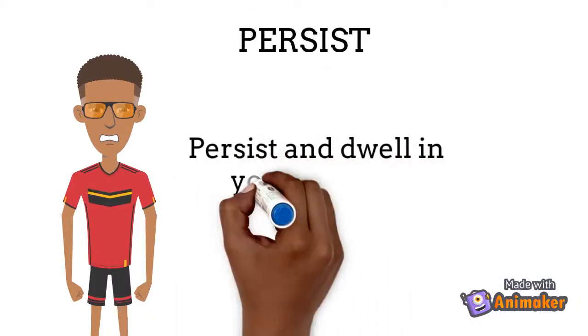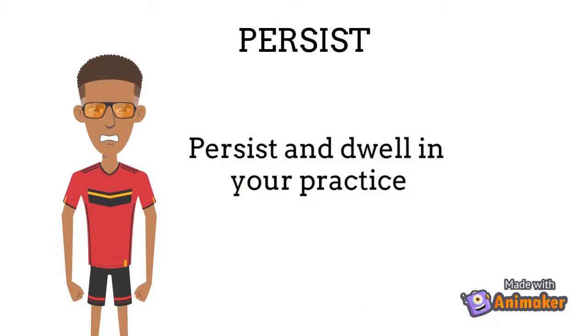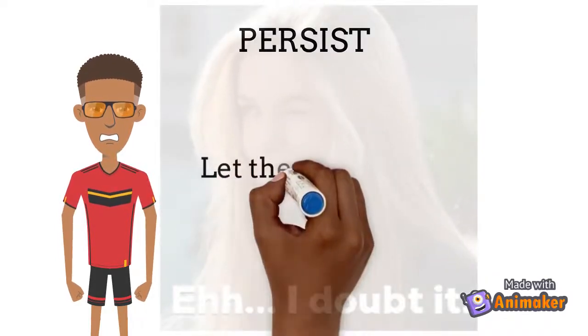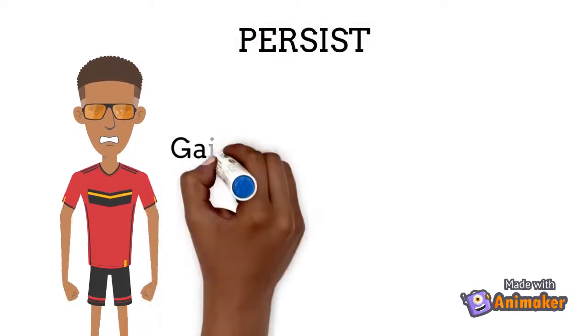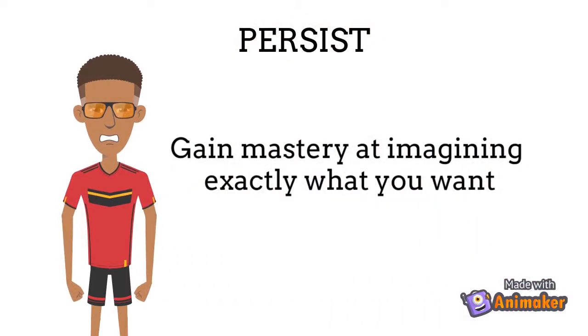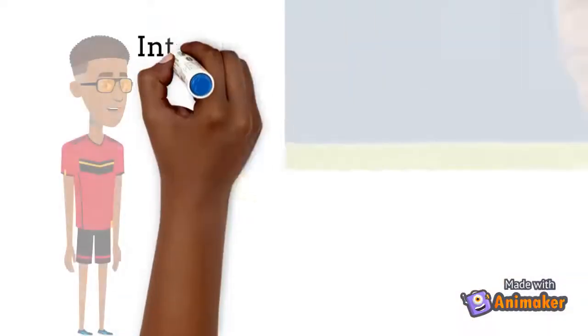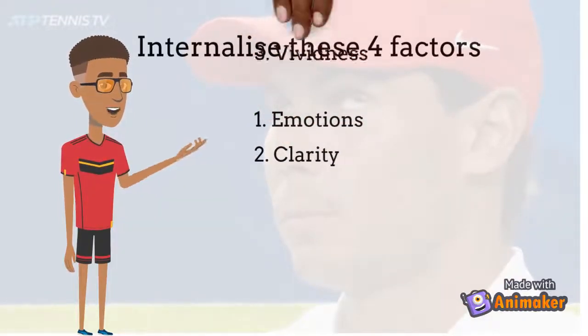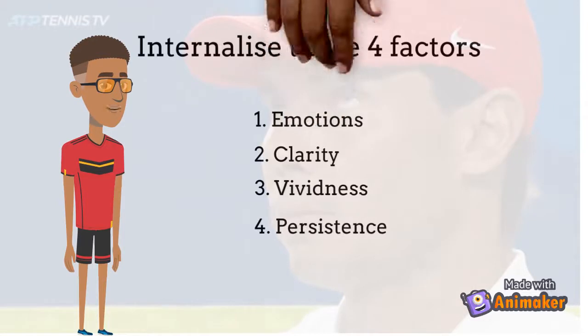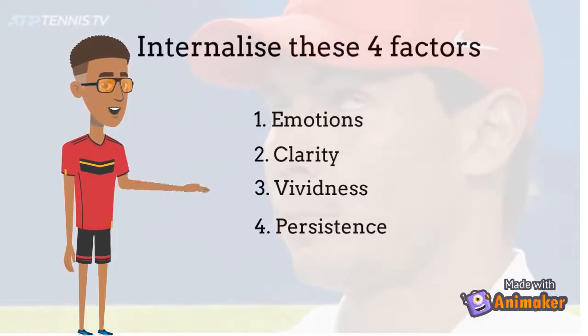Persist, and dwell, in your practice of visualizing the success you are going to embrace, even though reasoning and your senses may indicate otherwise. Let the doubts come and go, and avoid dwelling in those negative thoughts. The key is to repeat over and over again, till you gain mastery at imagining exactly what you want, with clarity. Fully understand and internalize these 4 factors of emotions, clarity, vividness, and persistence, and infuse them into your everyday practice.